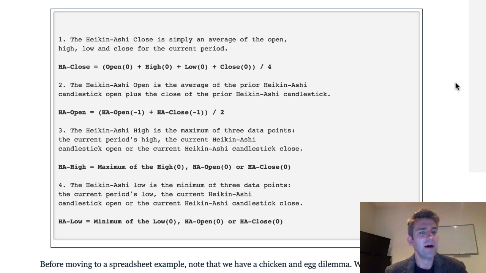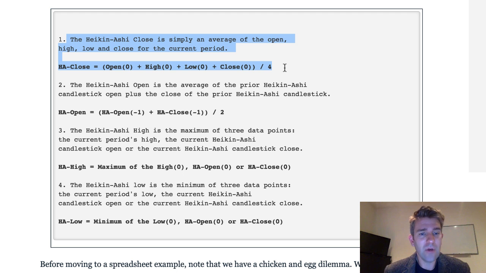I'll double check that. The Heikin-Ashi close is the average of the open, high, low, close for the current period. That makes a lot of sense, because instead of giving more weighting to an actual pinpoint, a single point in time as you would normally get with a candlestick, the close is a weighted average over the current period. That's good, and you will see why this comes into play in a moment.